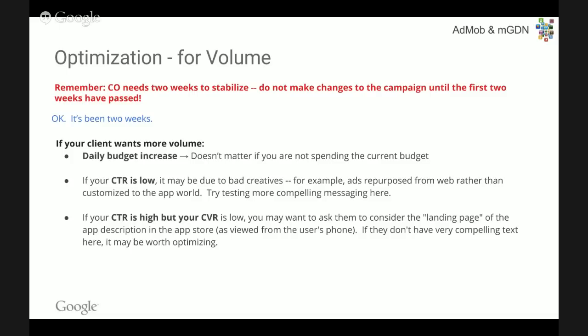Okay, how to optimize for volume. So you are happy with the performance, but you want more volume. The first thing we need to do is increase the budget. But they say, yes, I am already not spending the budget, so why should I increase it? Because if you increase the budget, you are telling the conversion optimizer, hey, we have more budget to spend, so find as many placements as possible in order to leverage the volume.